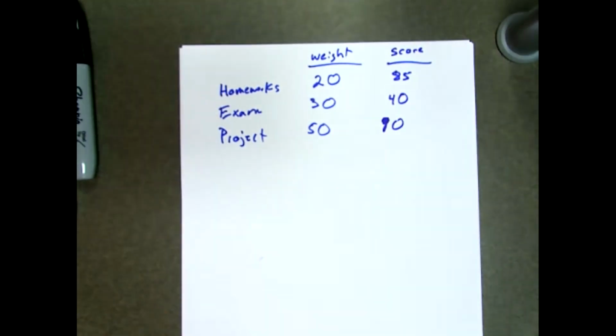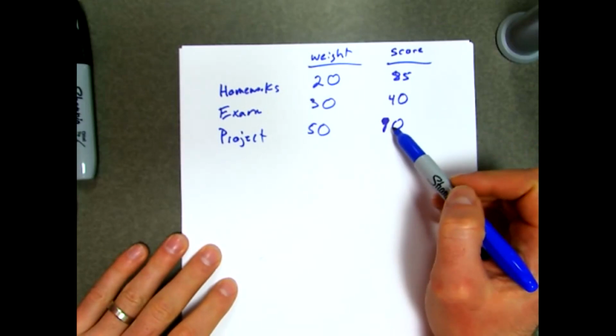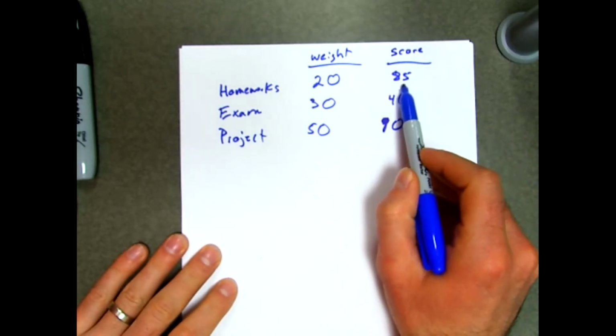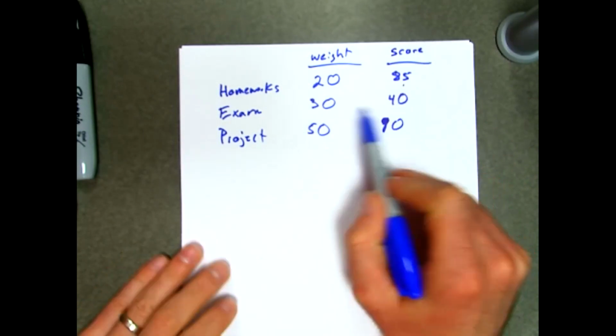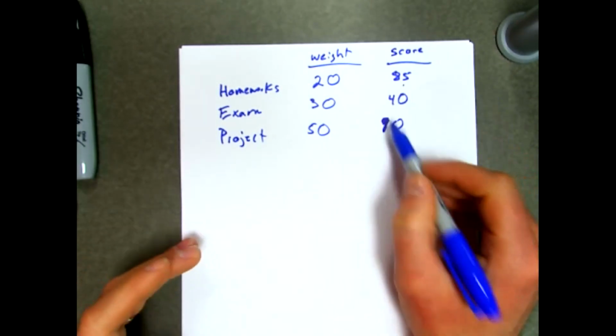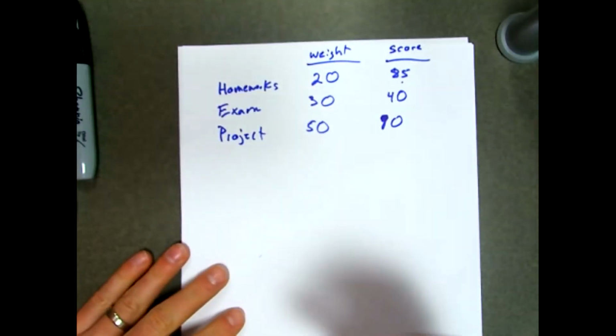You actually would find the weighted mean to calculate your grade in the class. Because you don't want to simply add these up and divide by 3, because the 40 doesn't carry near as much weight as the 90. If you just add them up and divide by 3, you're not going to get your grade because you're treating them all equally.